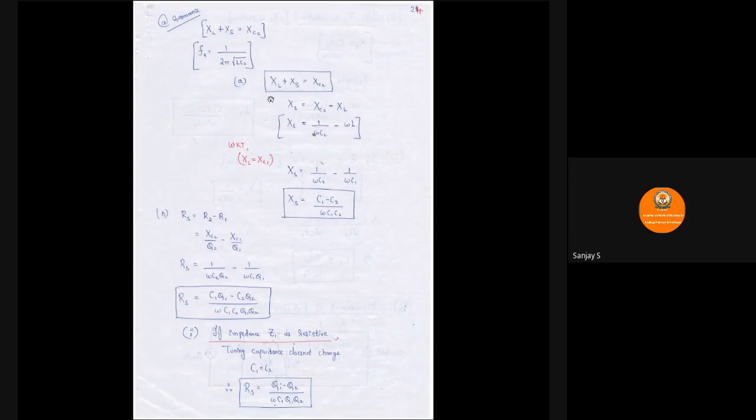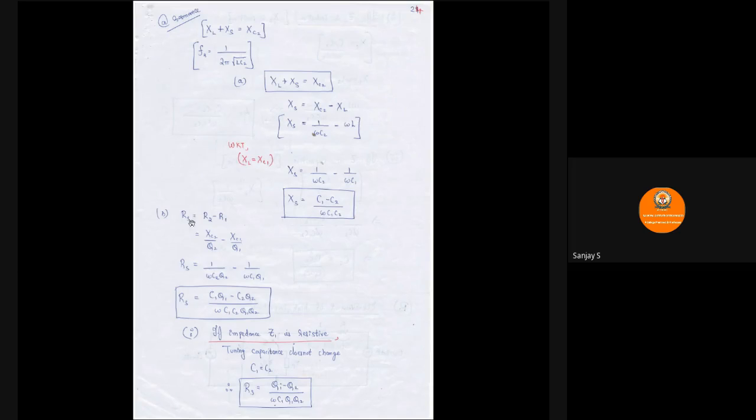Now here, XS is nothing but given by XC2 minus XL. So that is given by 1 over omega C2 minus omega L, because XC is 1 by omega C. We already know that XL is equal to XC1. So once that is substituted, in place of omega L, we will be writing 1 by omega C1. So 1 over omega C2 minus 1 over omega C1. So XS will be C1 minus C2 divided by omega C1 C2. So this is the effective reactance.